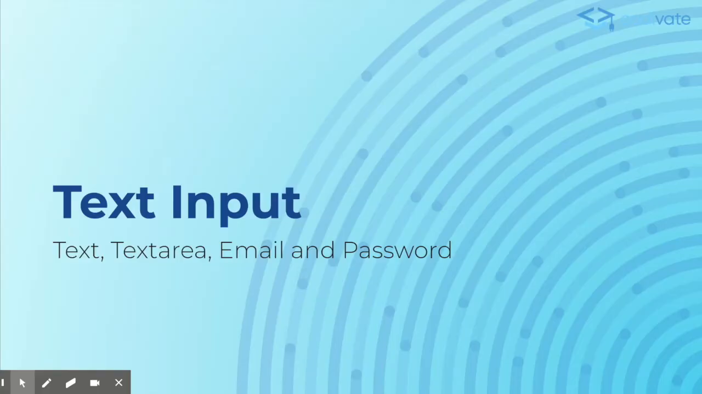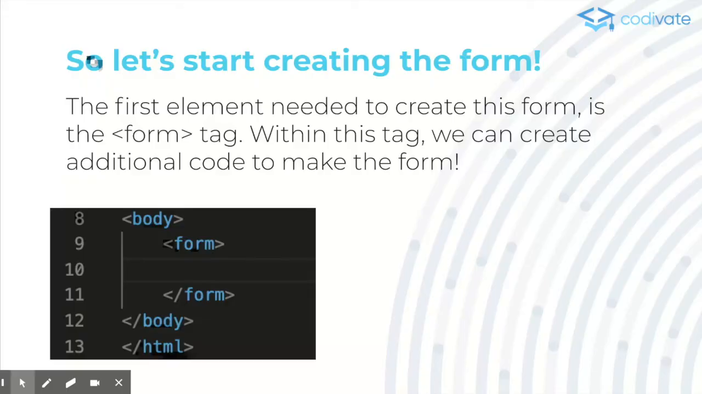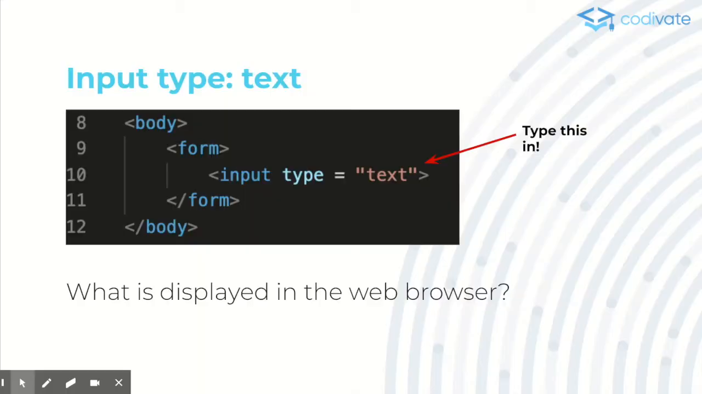So first we're going to go over text input. So when you're inputting like a bunch of text into a series of questions. This includes text area, email, and password. So first let's start creating the form. The first element we need to create this form is the form tag. And within this tag, we can create additional code to actually make our form.